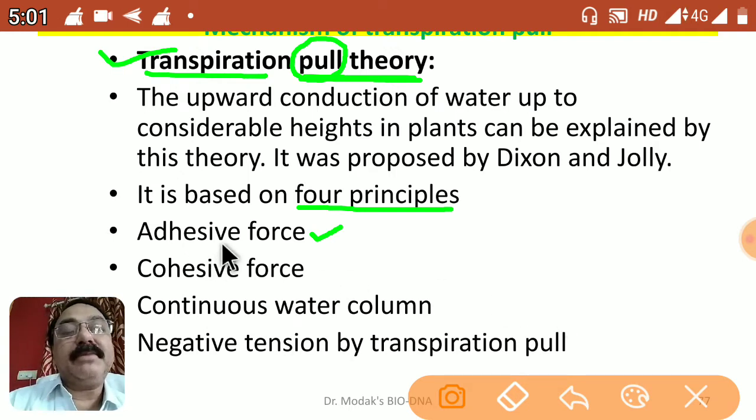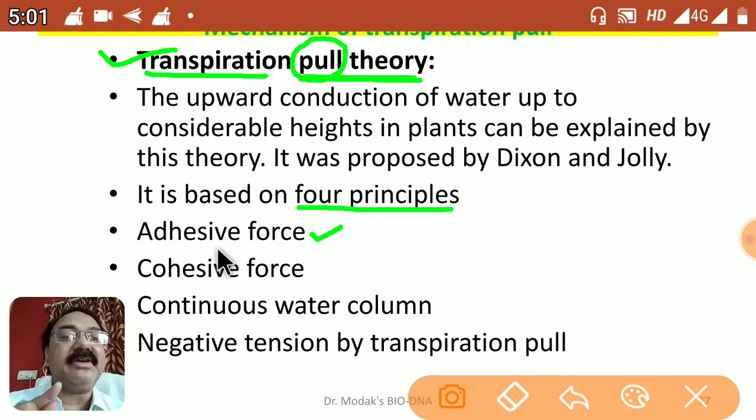Okay, because you know that wall is also made up of lignin. Lignin is a hygroscopic substance, so water is having attraction toward that wall, and therefore they have a certain kind of adhesion with each other. Then there is another principle that we call cohesive force. It is the force of attraction between the molecules of the same substance.